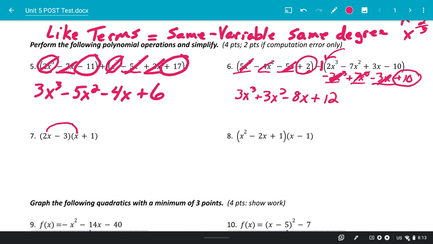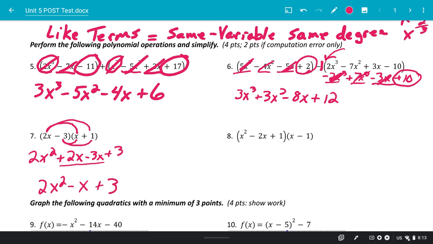So 2x times x is 2x squared. 2x times 1 is 2x. Negative 3 times x is a negative 3x. Negative 3 times 1 is negative 3. Now these two are like terms, so I can put them together. So just bring down the 2x squared. Now 2 minus 3 is a negative 1x, and then just bring down the 3. Moving on to number 8.